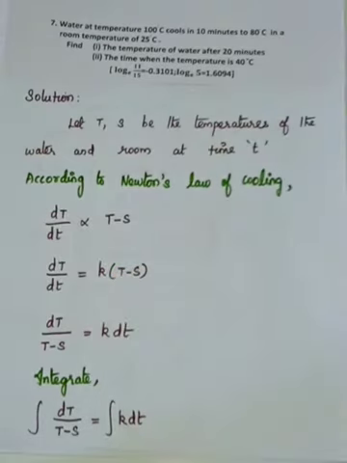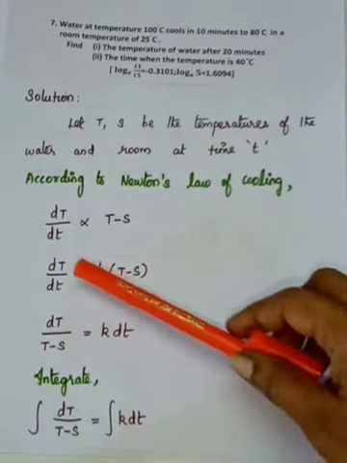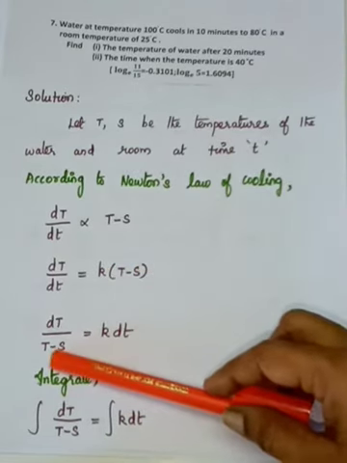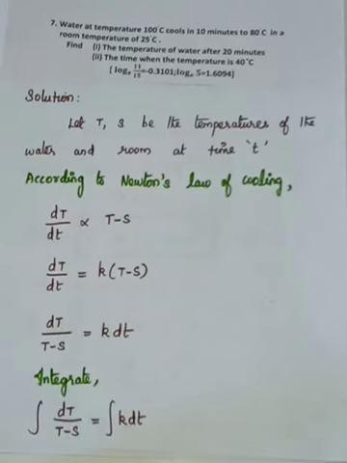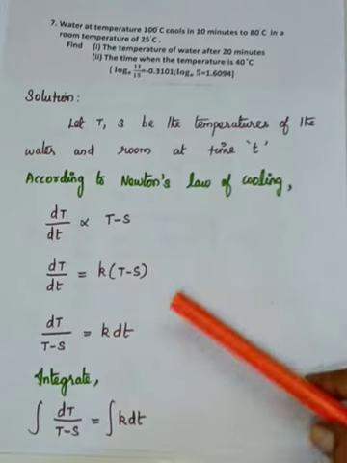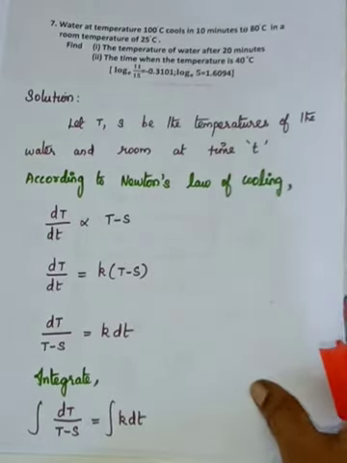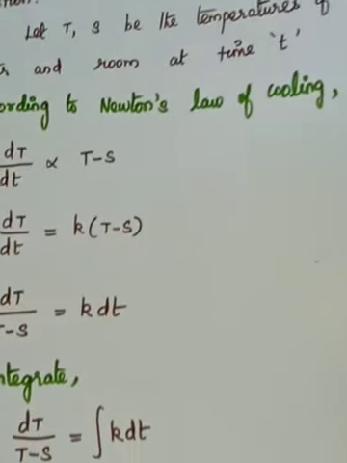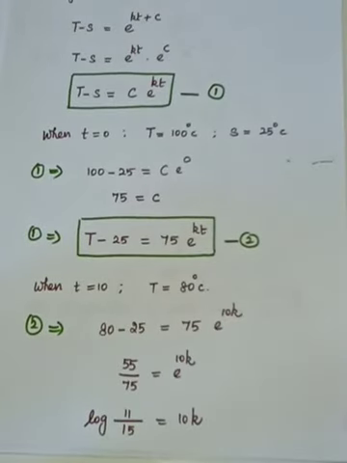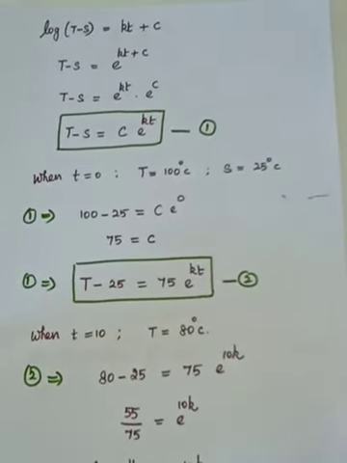So now you have to separate the variables. dT should be in the numerator, so bring this T minus S to the left side in the denominator. So we can write on the right side k into dt. Then you have to integrate on both sides. If you integrate this term, the integral of dT by T minus S is log of T minus S, is equal to kt.